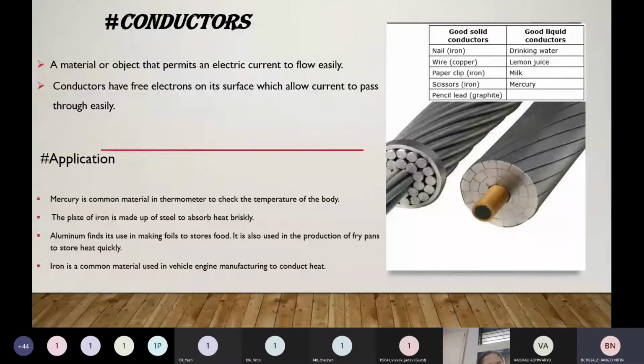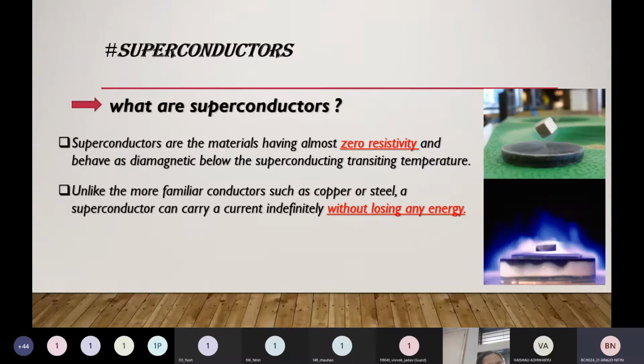So we all know about conductors. Going further, there are superconductors. A superconductor has the characteristic that its resistance can drop to almost zero. Why do we need superconductors? Because in conductors there is the property of resistance. The power equals I square R, where R is the resistance, so the power is directly proportional to the resistance.